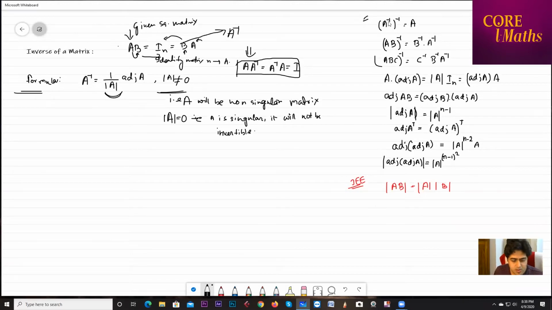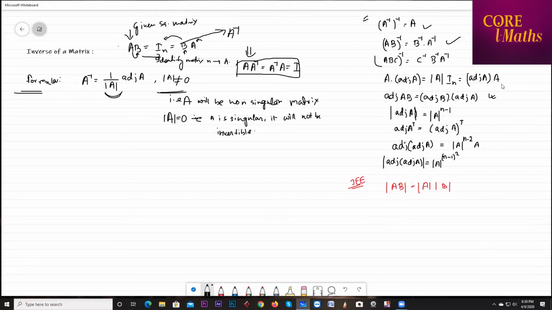A inverse whole inverse equals A. This is the first property. AB whole inverse equals B inverse into A inverse. If we multiply the two given matrices A and B and then find the inverse of their product, the result will be the same as finding the inverse of B and the inverse of A and multiplying them, provided B inverse will come first.